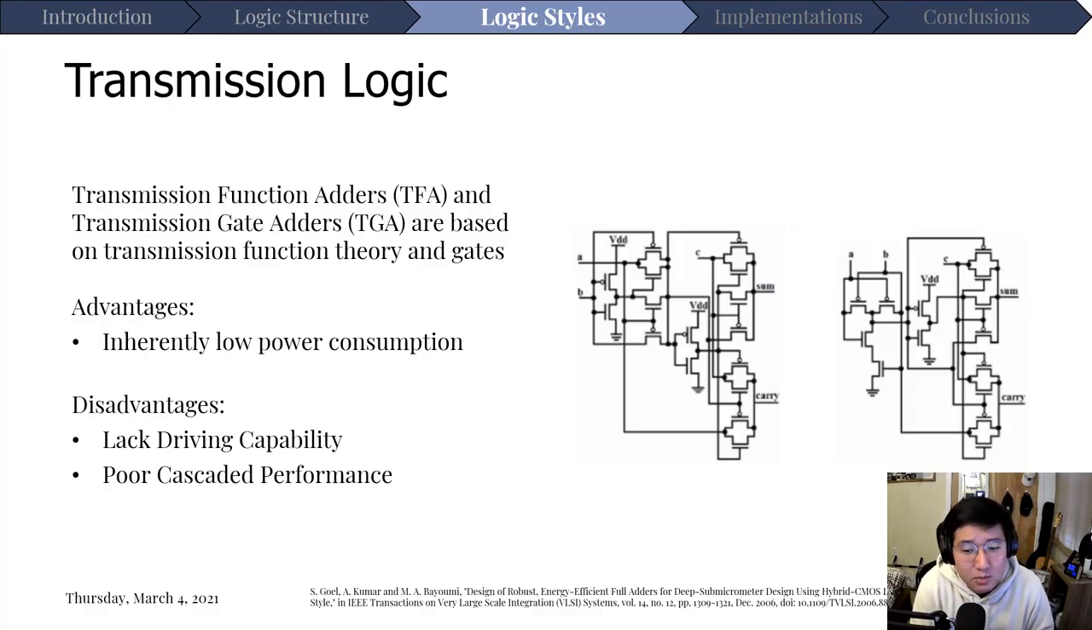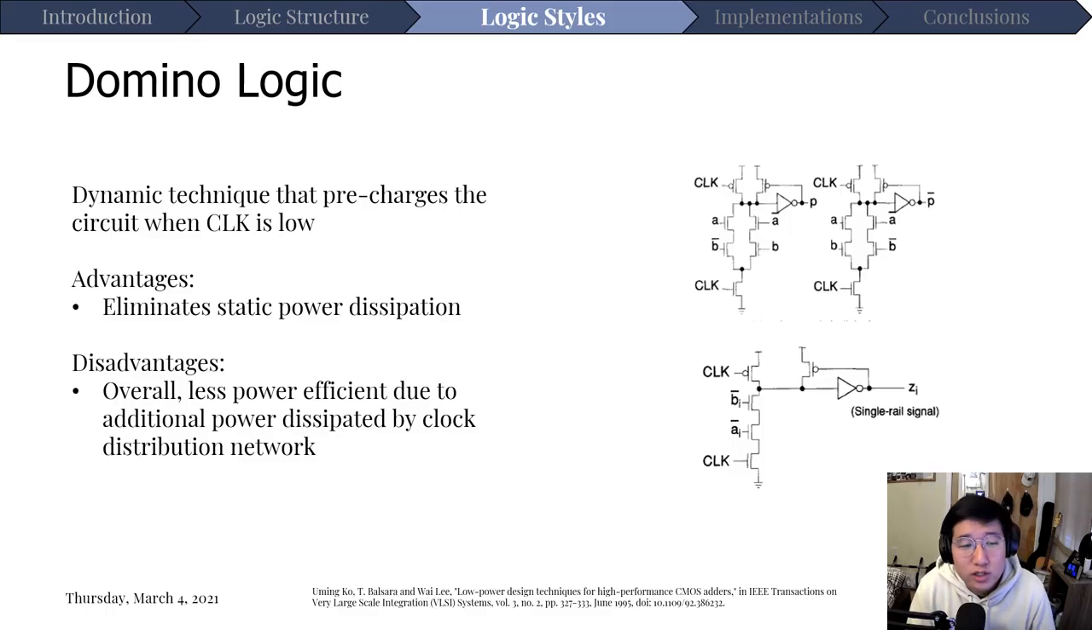And this is because the inputs are tied to the outputs, and so it has very low driving capability. While it may have inherently low power consumption by itself, it has poor cascaded performance when you chain these adders together, which you often need to do to form parallel or serial multi-bit adders, because of this low output driving capability. We'll talk about some of the early implementations later, but eventually these don't show up as often. And we'll briefly talk about Domino as well.